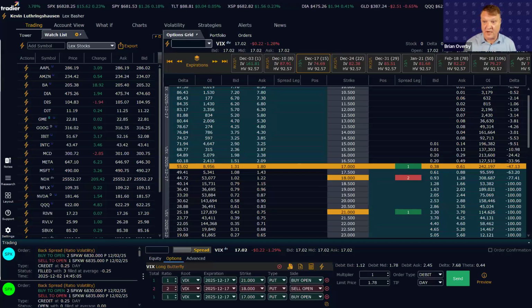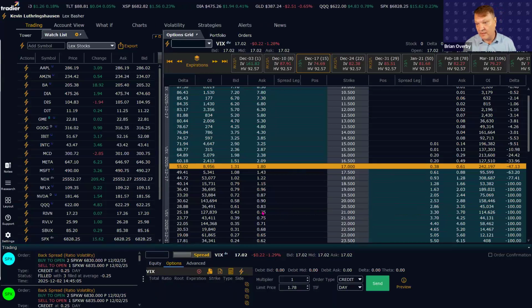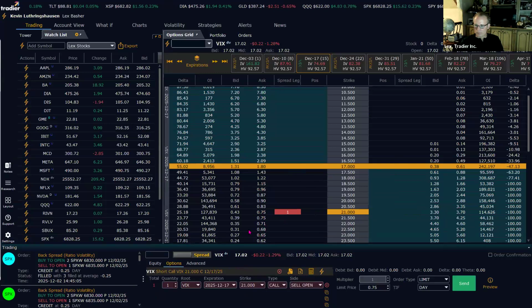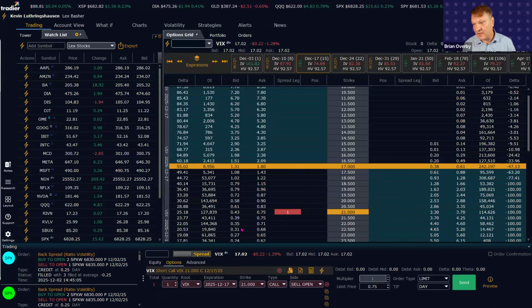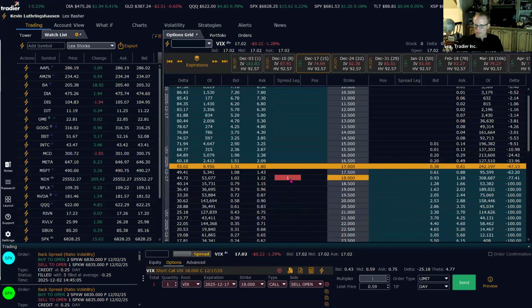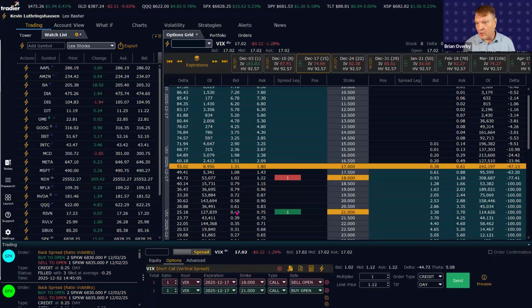Selling call spreads is tough. Let's look at selling a call spread. Let's look at the 21, just right there. Sell that 21 and buy, gosh, that's only 75 cents even. Well, let's sell the 18. Let's sell the 18 and go 3 points wide. You sell the 18 and buy the 21. Yep. So that's a short call spread.